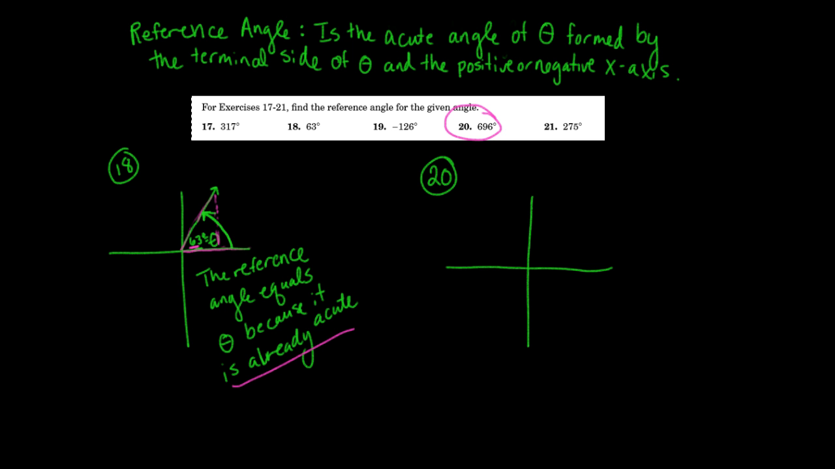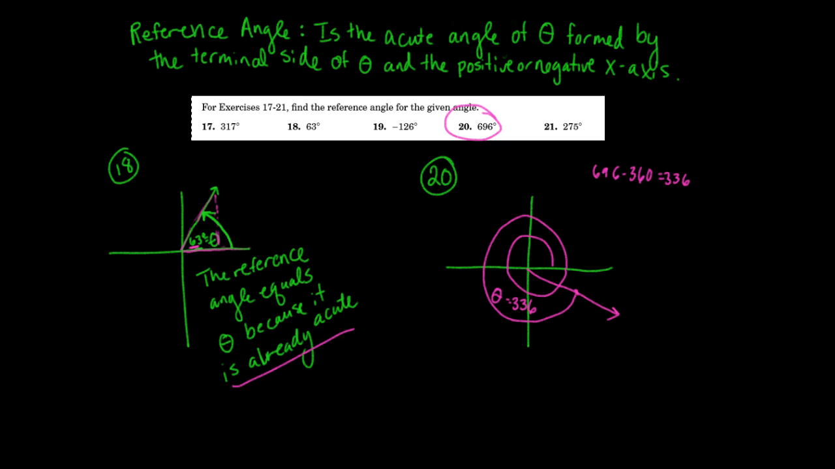Okay, let's do one that's more interesting, number 20. So what we're going to do is, once again, 696. You're going all the way around 360 degrees, plus some change. So in your calculator, I'm just doing this simple 696 minus 360 degrees. That tells me that I have 336 degrees left. So I'm going to go around again, and that's going to land me in quadrant 4. Here's the terminal side, this ray, and if I say this is theta, then theta is equal to 336 degrees.